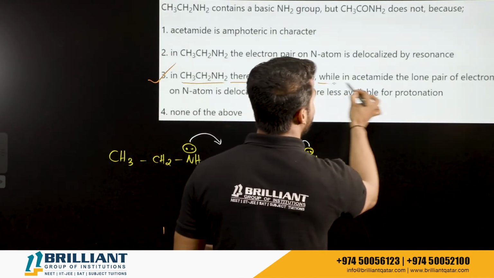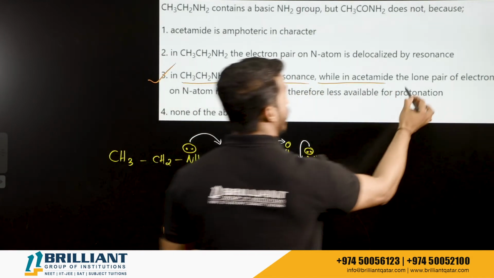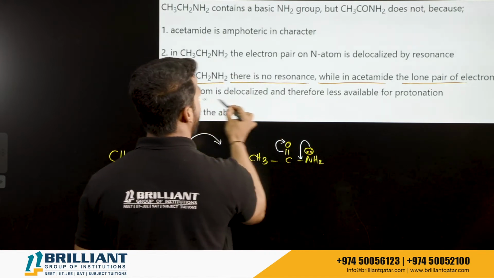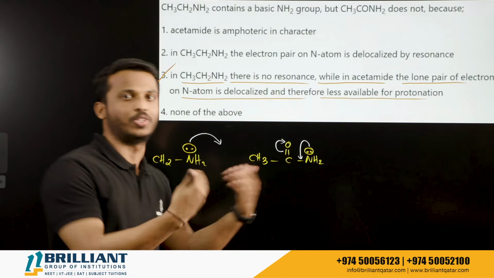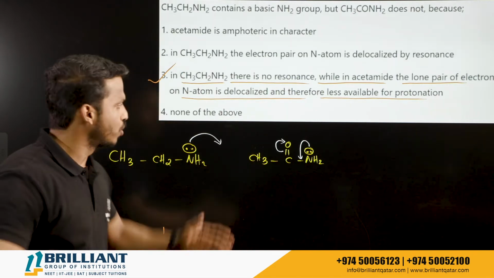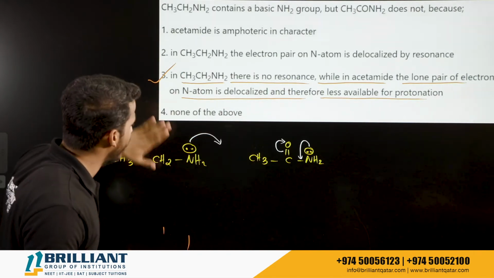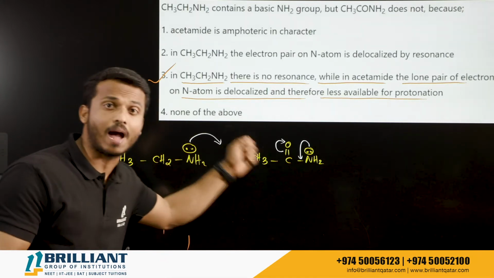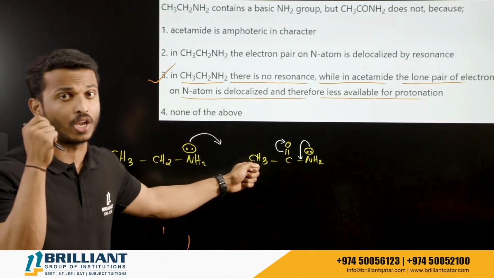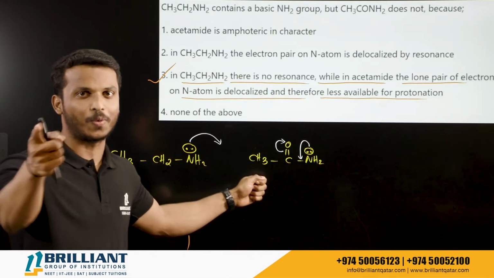While in acetamide, which means ethanamide, the lone pair is involved in delocalization, that means resonance, and less available for protonation, which means donation. Clear all of you? So therefore, ethanamine is basic in nature because it has an ability to donate the lone pair, whereas amide is less basic because the lone pair is involved in resonance. Hope you are clear on the answer.